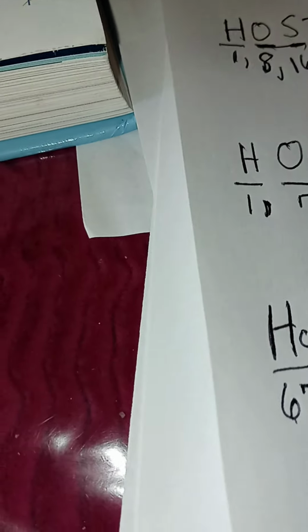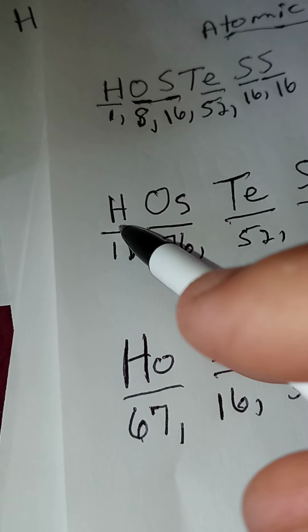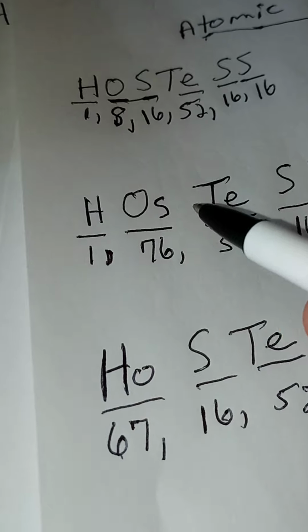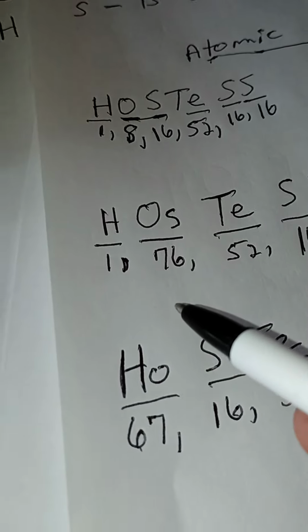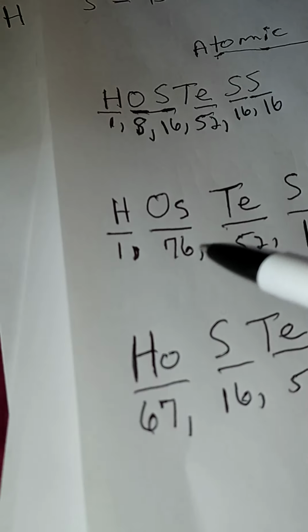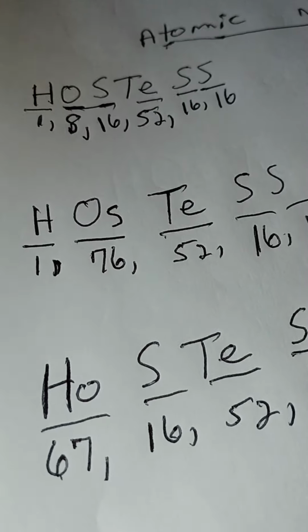Let me see, did I write the other one down? Osmium, chromium. This is chromium. Osmium, yes. Okay, well, then we have chromium. HO is right down here, 67. Hydrogen, 1. Here, OS, 76. If you notice, chromium is 67, just reverse 67 into 76. You can probably remember this if you want to. 76, 67, just reverse the numbers.